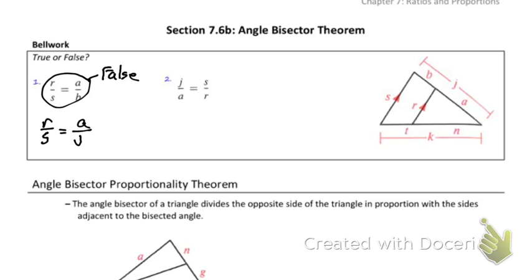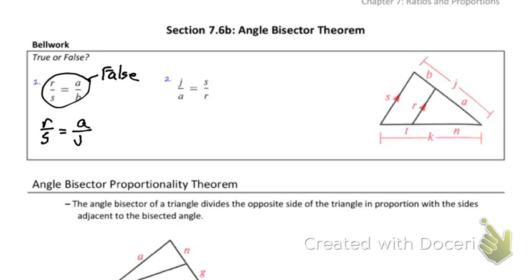Let's check that out. So R over S. We said anytime we're dealing with this R over S, even though there's parallel, we have to go back to similar triangles. So R over S would be this small triangle over this big triangle. So the small triangle would be A over the big triangle, which would be J. That is correct.